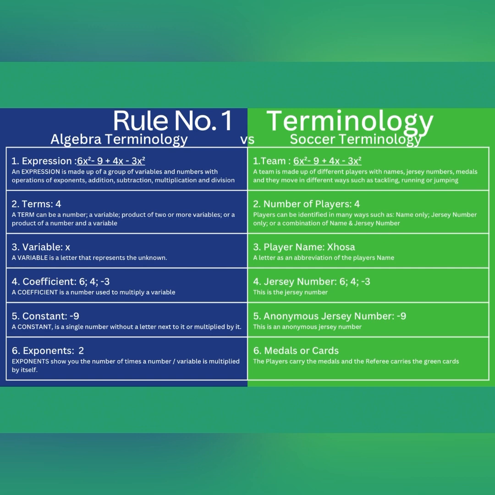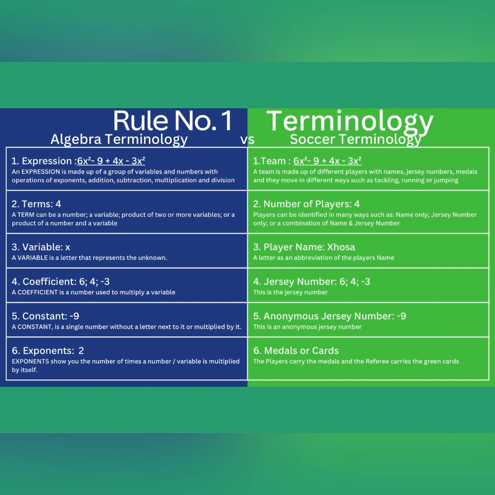Terminology number 3, variable. We have the variable letter X. A variable is a letter that represents the unknown. In our expression, we have the letter X. In soccer, we say the variable is the player's name. A letter is an abbreviation of the player's name. Therefore, the letter X stands for the name Xhosa.